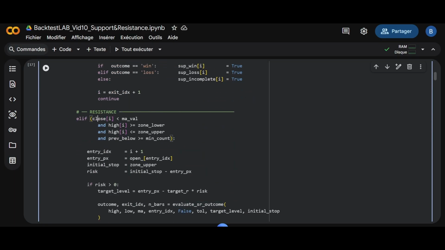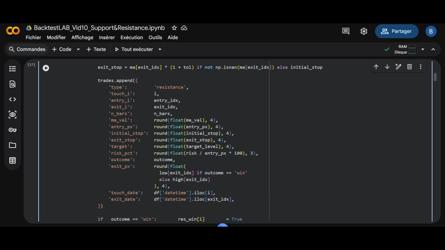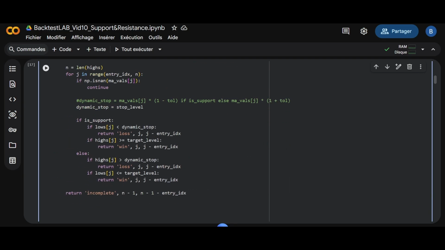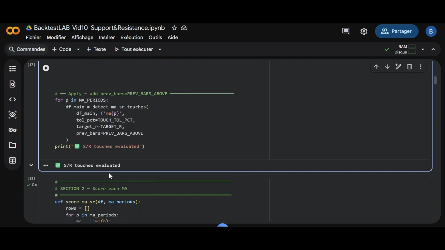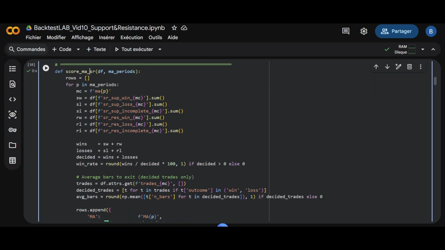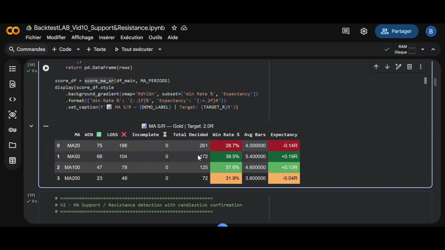So we are using the same logic for computing the resistance, and this is our function for telling us if it is a winning trade, losing trade, or if the trade is not completed yet. And we run everything on our 5,000 candles here, and after that we compute our scores. It means how many times we won and how many times we lost and what was the win rate.